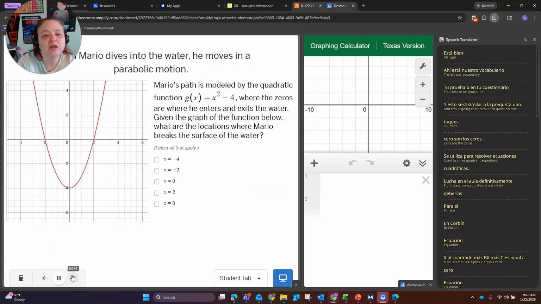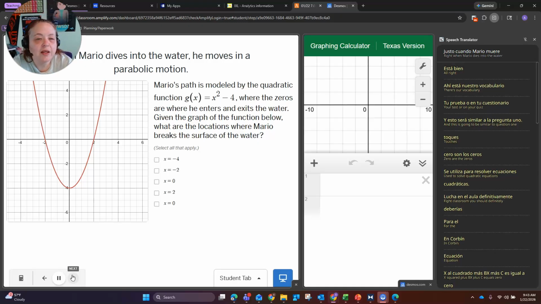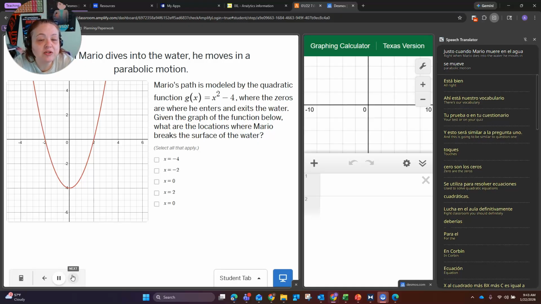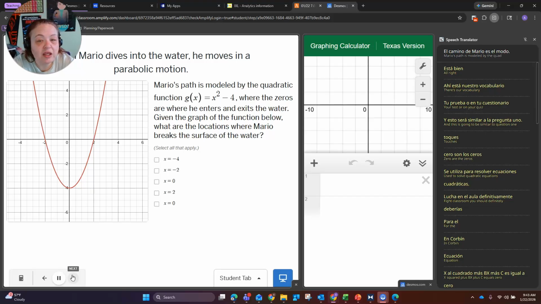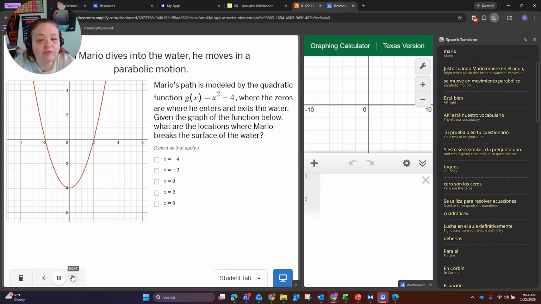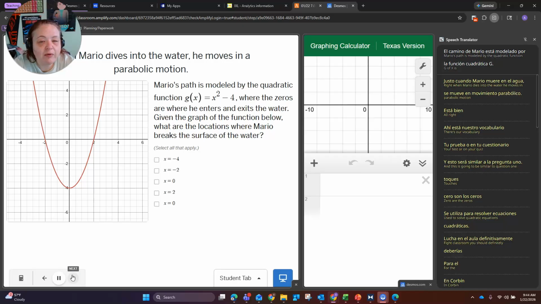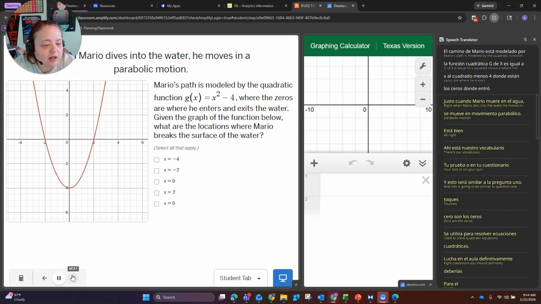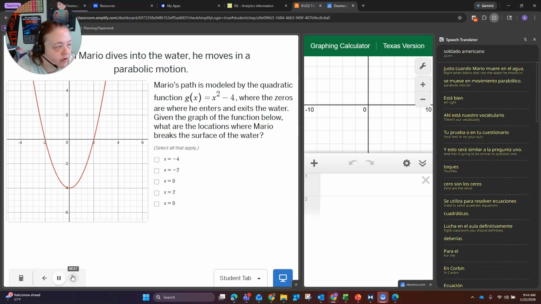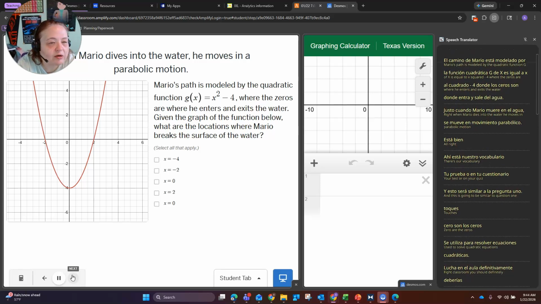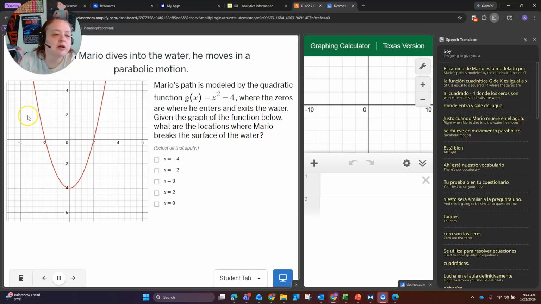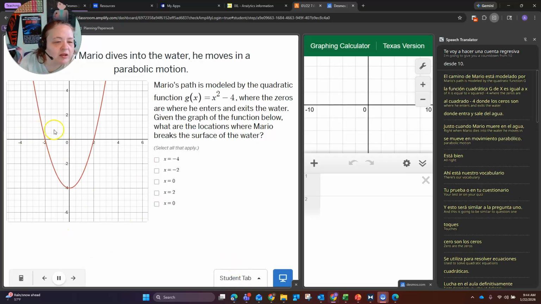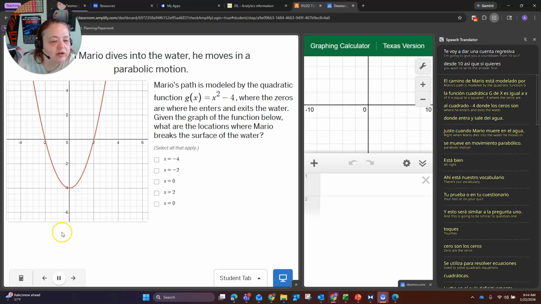All right. When Mario dives into the water, he moves in parabolic motion. Mario's path is modeled by the quadratic function g of x is equal to x squared minus 4, where the zeros are where he enters and exits the water. Given the graph of the function below, what are the locations where Mario breaks the surface of the water? So in chat, guys, I'm going to give you a countdown from 10. So if you want to write the answer first, look at this graph. And where do you think he enters the water? So we're going to start from left to right.